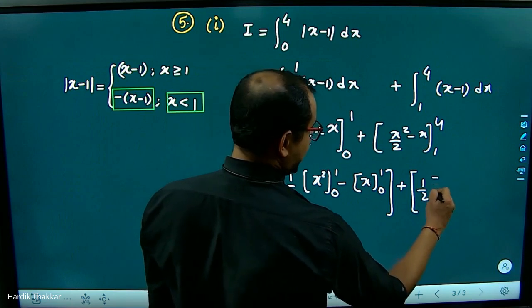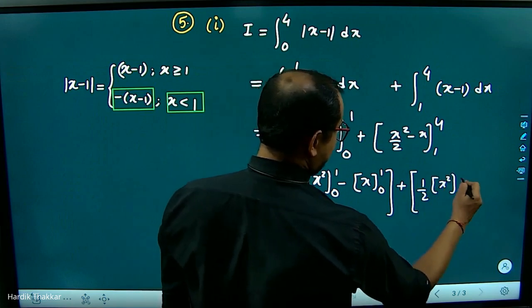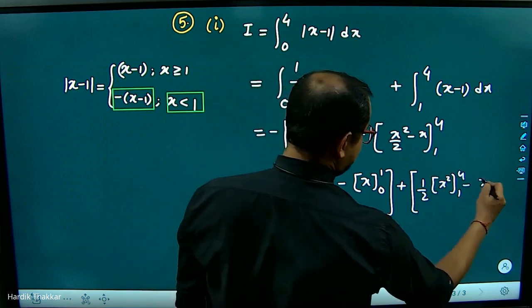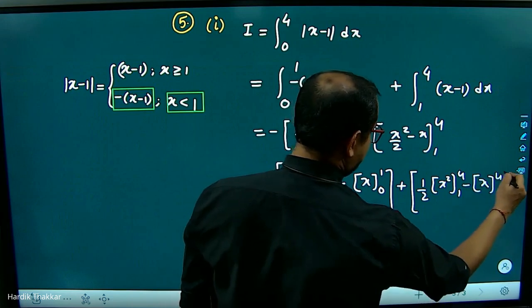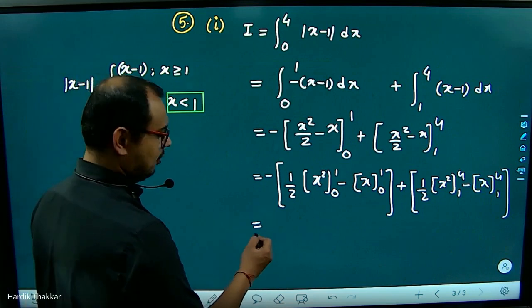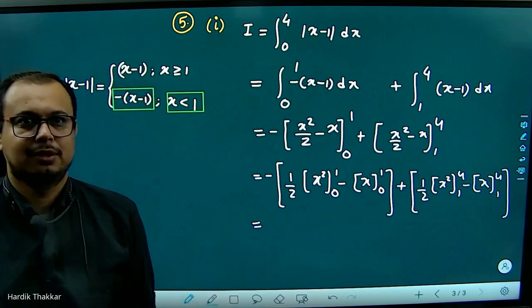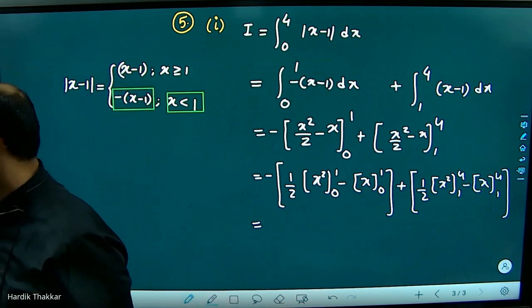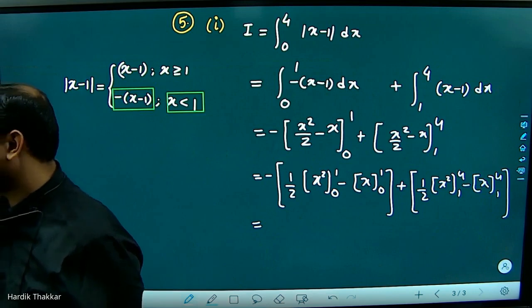1 by 2, so it will be x square. The limit is from 1 to 4 minus x, so the limit will be from 1 to 4. Further, apply the limits and you'll get the answer. Okay. Further, you can solve, I think. Okay, so let's move to the next question. Any other question from this fifth part?